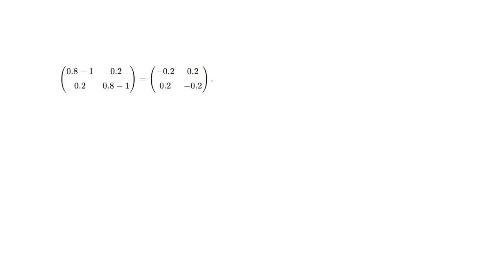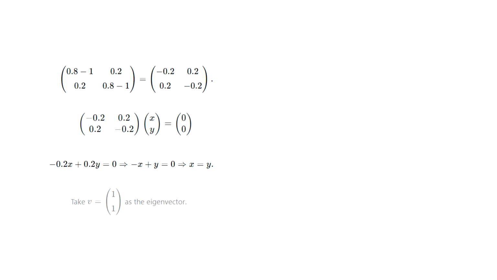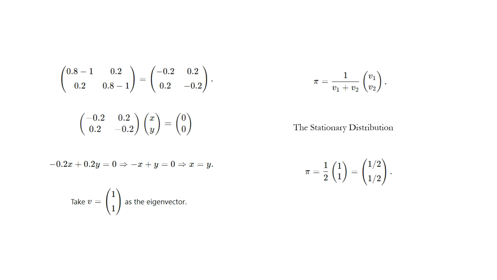So we do that, we subtract the 1, we found out what lambda was, and we get the following matrix. We try to solve a system of linear equations, x, y equal to 0, 0. We do some algebra, x is equal to y. Take v equal to 1, 1 as the eigenvector. Pi is equal to 1 over v1 plus v2, times v1, v2. The stationary distribution is 1/2, 1/2, okay?